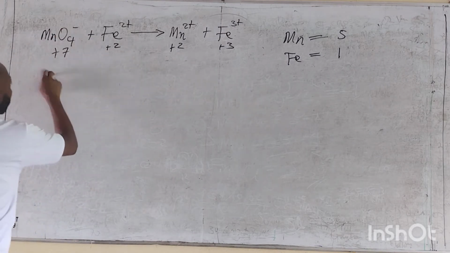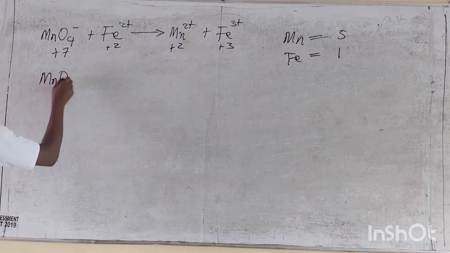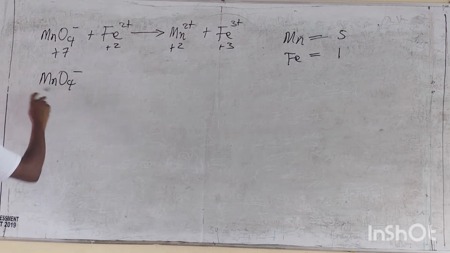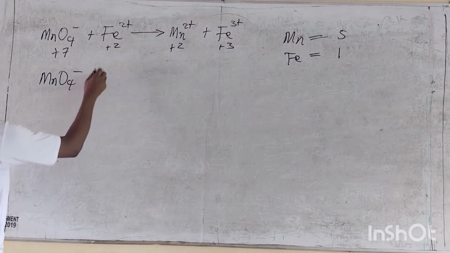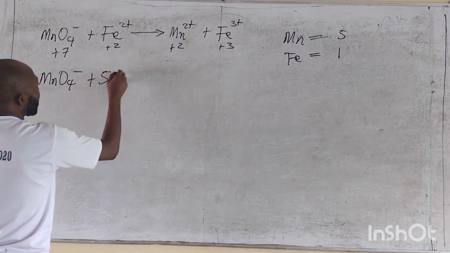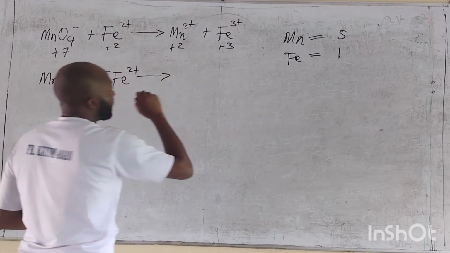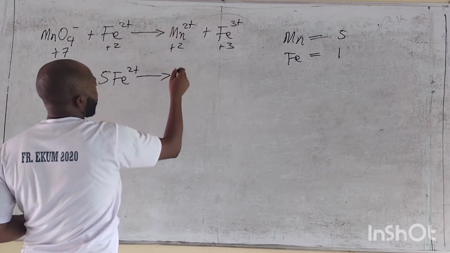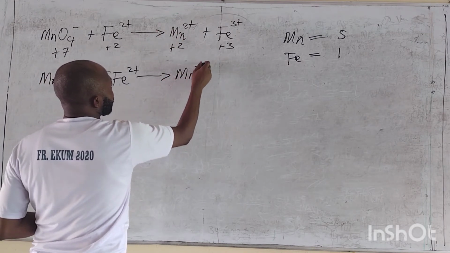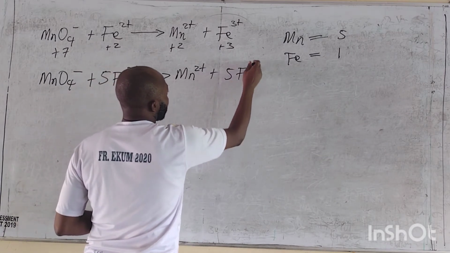So now manganese here, I'll have 1 in front of it. MnO4 minus 1 here is the same thing. Plus iron, we'll now take that of manganese, which is 5. So I have 5 iron 2 plus. This gives us manganese is 1 now. So we have our manganese 2 plus, and iron is 5 iron 3 plus.